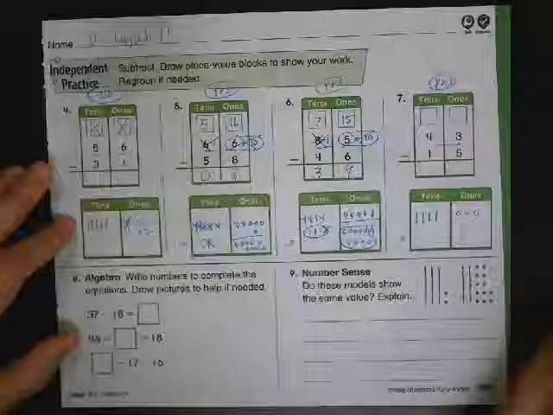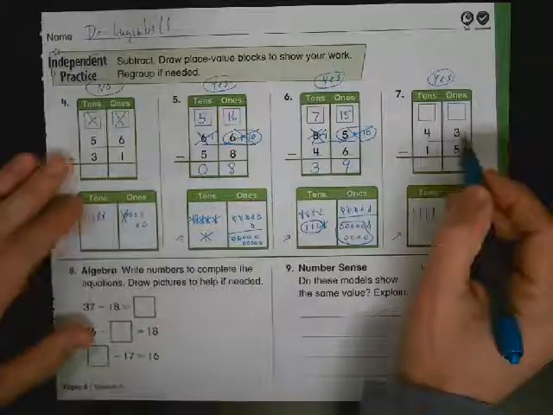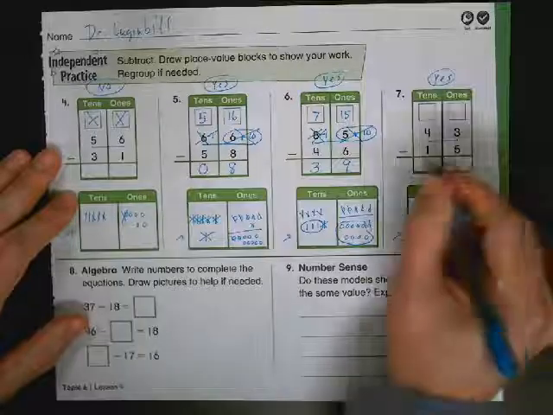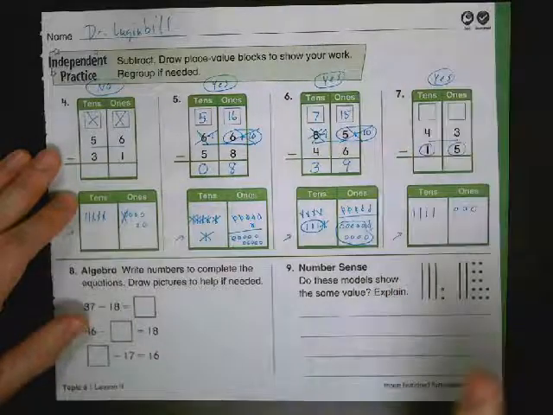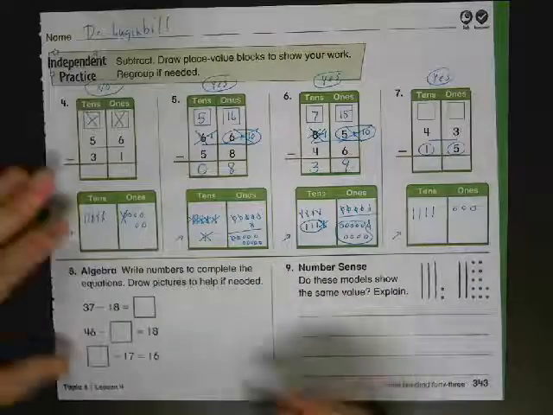Go ahead and give number 7 a shot on your own. Regroup the 4, add it to 10 over here to 3. Subtract down the counts. Make sure you're crossing out eventually. You're crossing out 1 ten and 5 ones later at the end. It says write numbers to complete the equations. Draw pictures if needed.